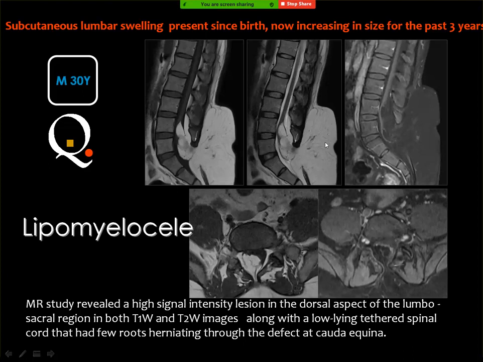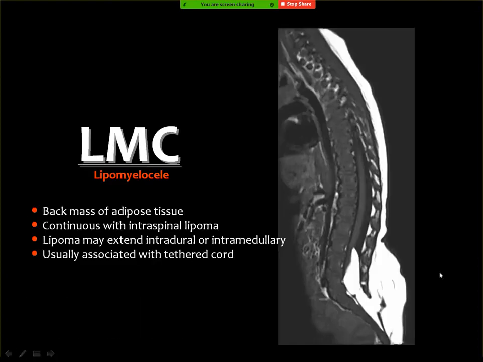If you see a mass like this, which has an intraspinal component and an extraspinal component, this is known as lipomyelocele. It is usually associated with spina bifida and also with low termination of the spinal cord, what is known as tethered cord. And this is another example. You see a big fatty mass in the back of the child, which is continuous with another fatty mass inside the spinal canal through a spina bifida, associated with low termination of the spinal cord.